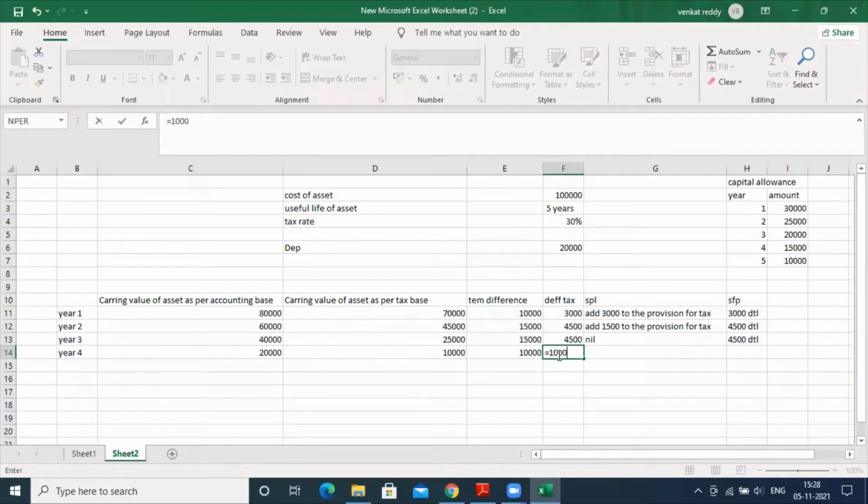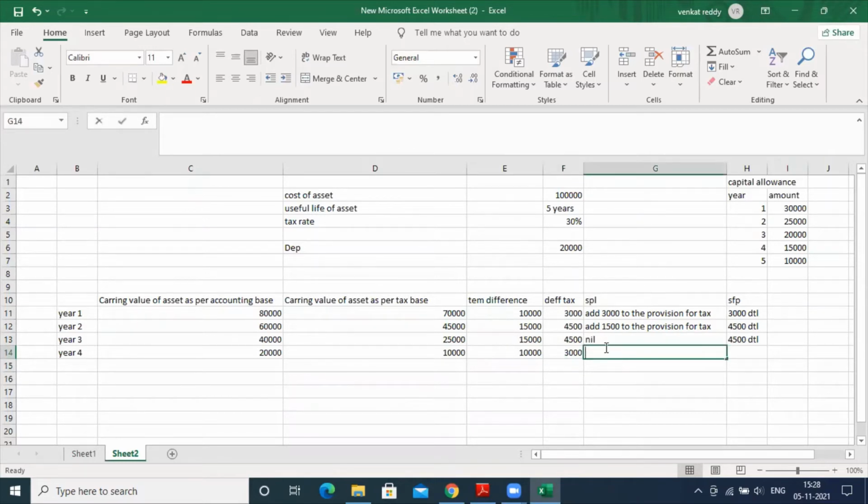Now if we calculate the deferred tax on this 10,000 into 30%, then the deferred tax is 3,000. So here the deferred tax amount has been decreased. It was decreased from 4,500 to 3,000. So in the statement of profit and loss account, we will deduct 1,500 to the provision for tax. And in the statement of financial position, we will be recognizing the deferred tax liability as 3,000. So this is the accounting treatment for the fourth year.